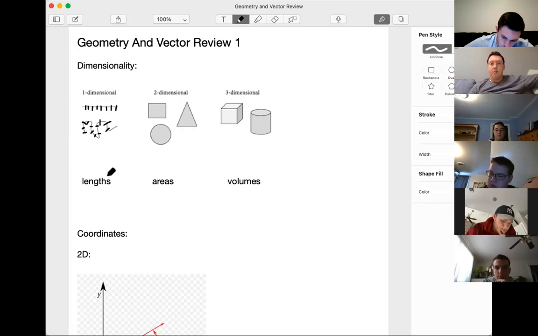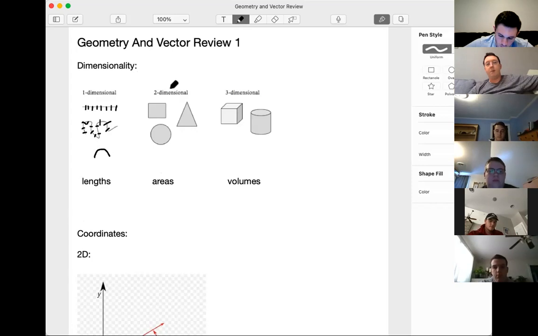Okay, so for example, if I had a half hoop of wire, that's a one-dimensional curve. Right? It's just a wire that's bent like that. Oh, wait. Because we're so excited to be doing physics, our half hoop of wire should look like this. There we go. All right.